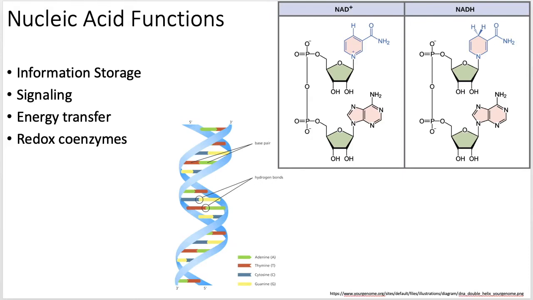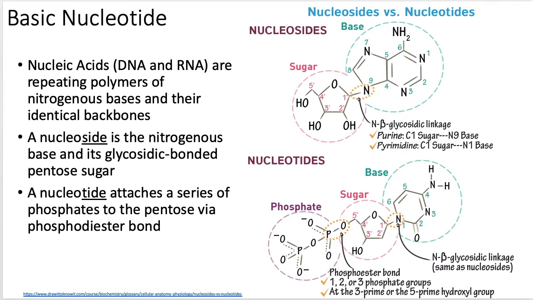And in this class, we're going to talk about some of the other things that we see nucleic acids function for. So like signaling, energy transfer, like your ATP, and that kind of ties in with your redox coenzymes. Those are all nucleic acids, and so we're going to get into it. We're going to start with our information storage molecules.